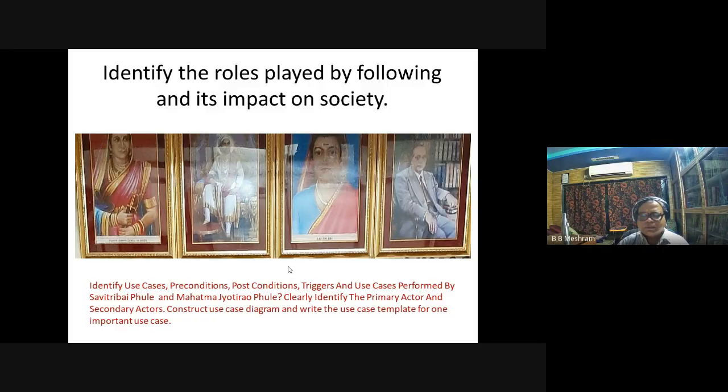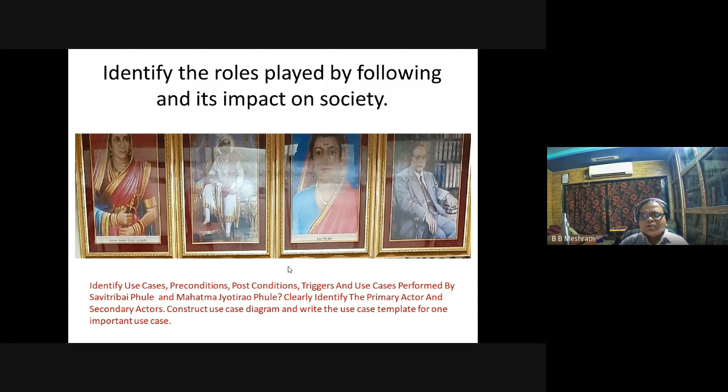So here I have made the question like: identify use cases, preconditions, post conditions, triggers, and use cases performed by Savitribai Phule and Mahatma Jyotirao Phule. Clearly identify the primary actor and secondary actors. Construct the use case diagram and write the use case template for one important use case. So you have to identify the roles played by the following and its impact on society.